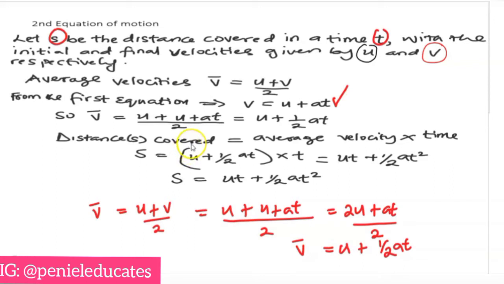Now the distance covered is average velocity multiplied by time, because we want to find s, the distance covered, and we already found the average velocity. Once you do that, you're going to have ut plus half at squared. So this is the second equation of motion: s equals ut plus half at squared.